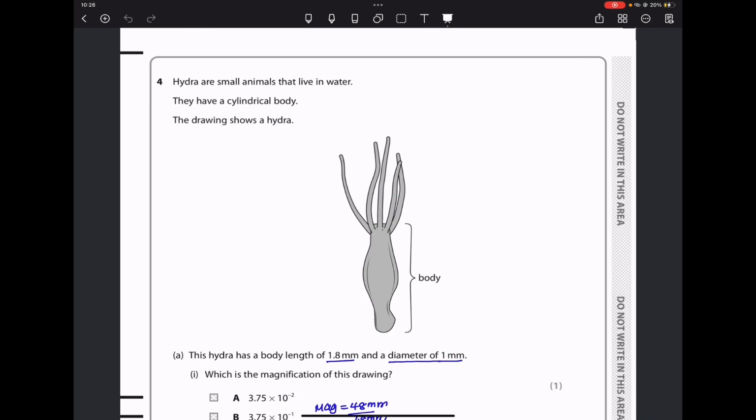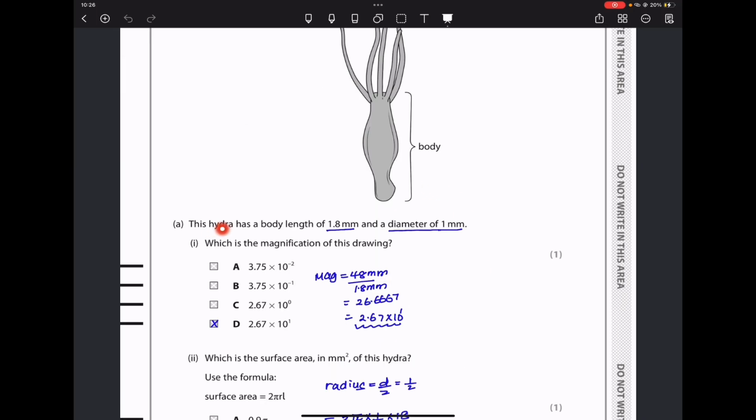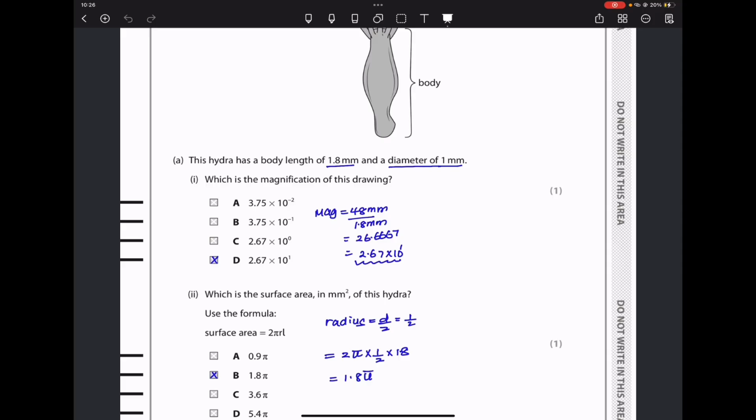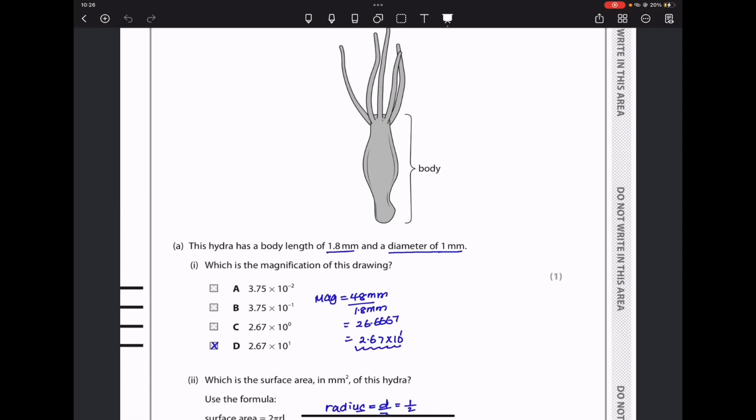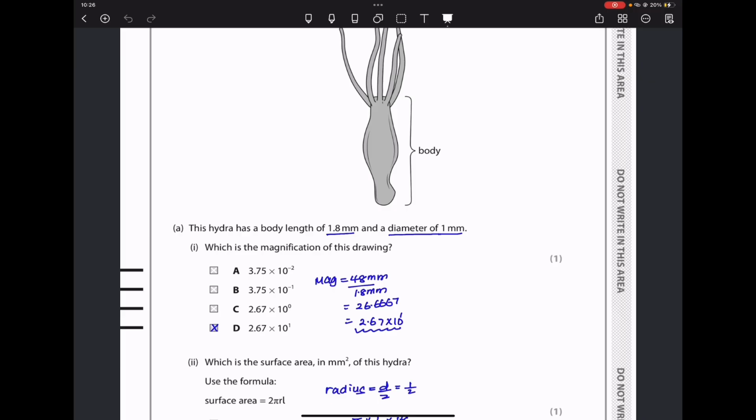Question 4. Hydra are small animals that live in water. They have a cylindrical body. The drawing shows a hydra. So this is the hydra. The hydra has a body length of 1.8 and a diameter of 1 millimeter, which is the magnification of this drawing. We know magnification is going to be image size divided by the actual size. So my image size was 48 millimeters, and if I divide it by the 1.8 millimeters, I got 26.6667, which is approximately 2.67 times 10 power 1, and D was my answer.